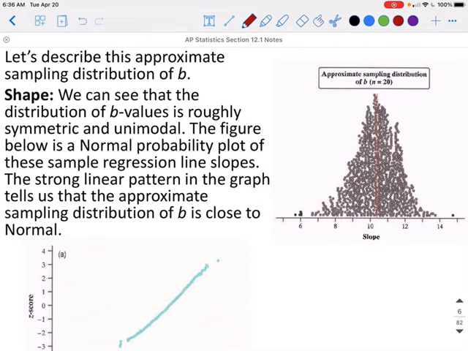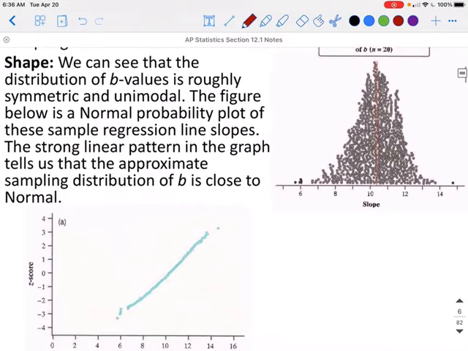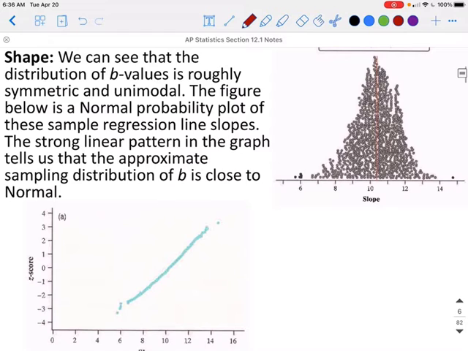Let's describe this approximate sampling distribution of b. If we talk about the shape, we can see that the distribution of b values is roughly symmetric and unimodal. The figure below is a normal probability plot of these sample regression line slopes. The strong linear pattern in the graph tells us that the approximate sampling distribution of b is close to normal.